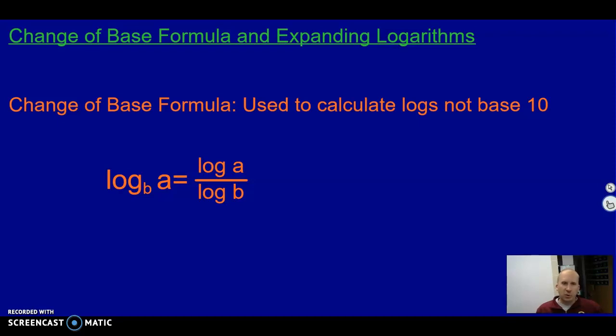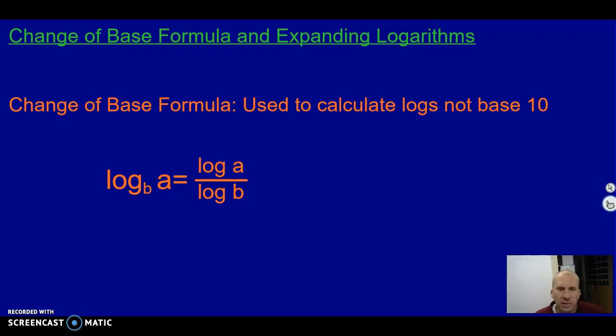As you see in the middle of the page in orange here, the change of base formula is used to calculate logs that are not base 10. Your calculator has a log button, and on these calculators the log button is always going to be log base 10. So it'd be nice if our calculator could help us with some of this. To do that, we're going to use what's called the change of base formula.